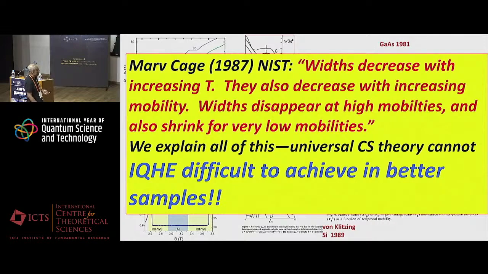Universal Chern-Simons theory cannot, because that theory is too universal. Integer quantum Hall effect is difficult to achieve in better samples. In fact, impossible to achieve in samples where the eventual topological quantum computer will work, okay?